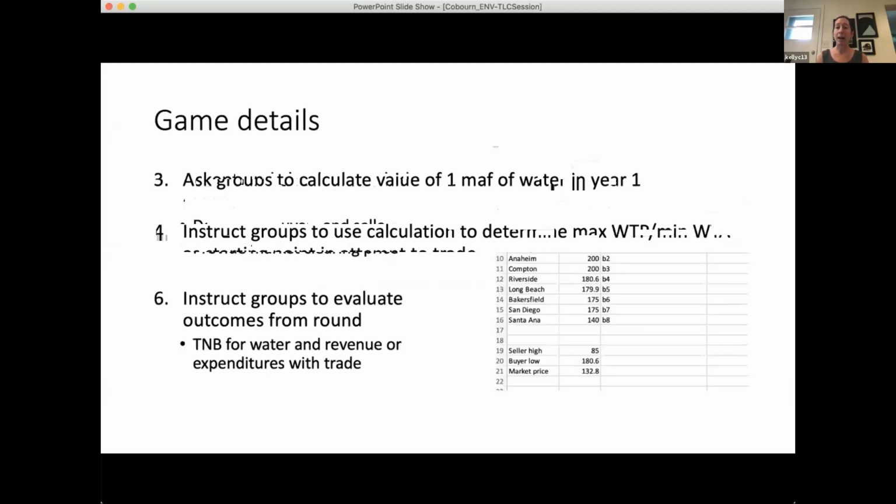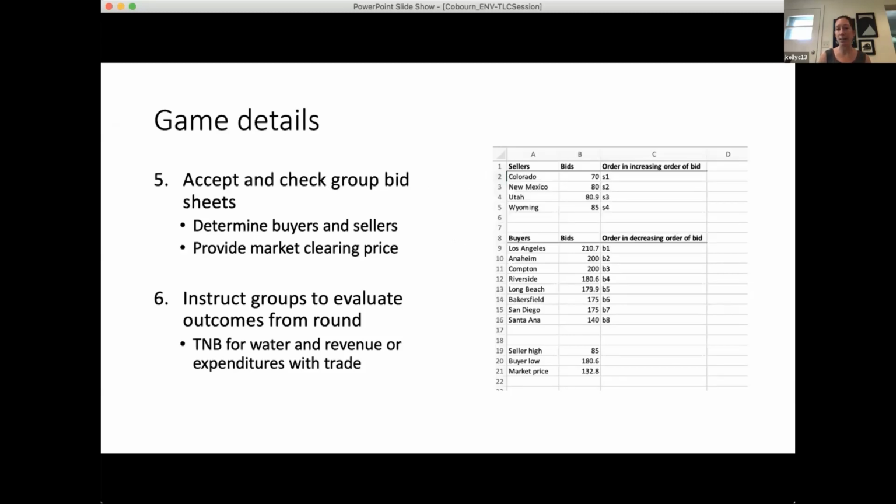So once they've done their calculations and they've decided on a bid, I ask them to bring their bids to the podium. I check their math, and then I enter their bids into a spreadsheet I've set up ahead of time. I use those bids to determine the buyers and sellers in the round, and I'll provide them with a market clearing price. I then give them that outcome and instruct them to evaluate how they did. I want them to calculate the total net benefits from the amount of water that they have at the end of the round, and then also to take into account any revenue or expenditures associated with their trades.